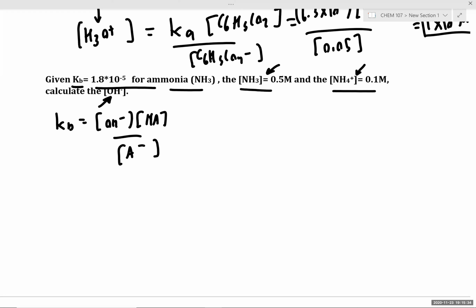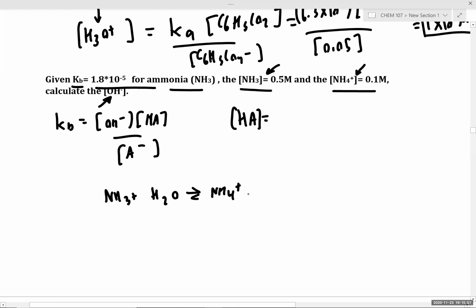Okay, so let's talk through this example together. What is our acid in this problem? So we have ammonia, and it's reacting with water to yield ammonium and OH minus. So which one of these two species is our acid? Water. Okay, water's our acid.